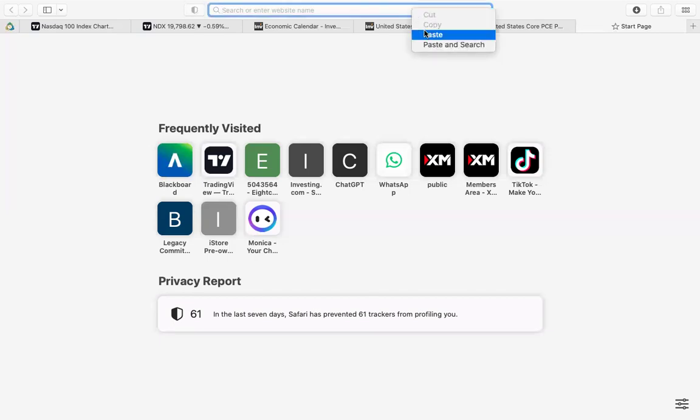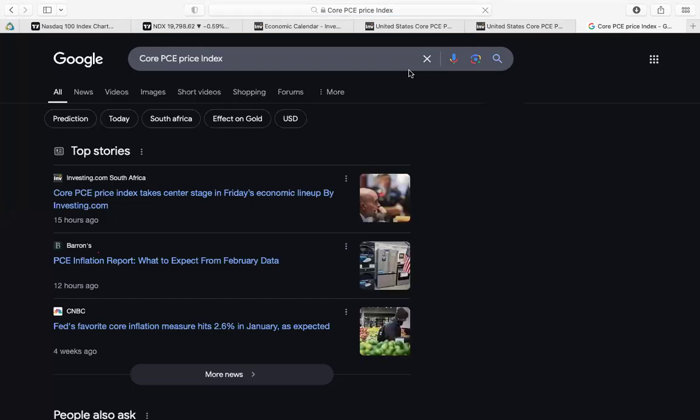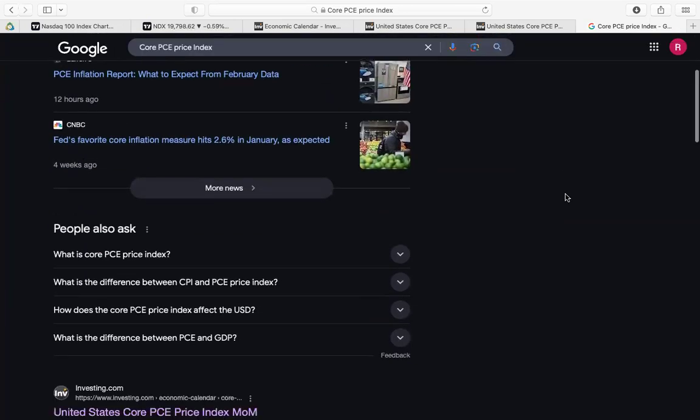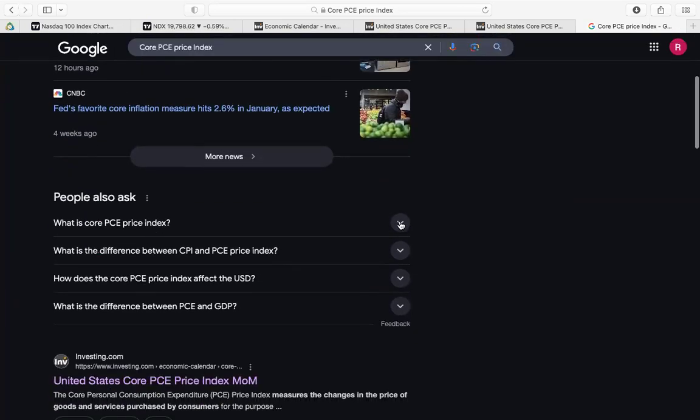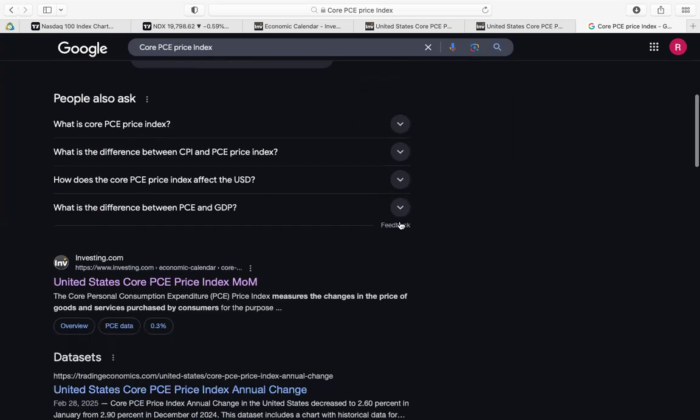I guess my problem is my network, but it's going to open now. Core price index. Nice. I wanted more information from Wikipedia because it's supposed to appear here, but it never appeared. No problem. What is core price index? Let's watch here. The core personal consumption expenditure.